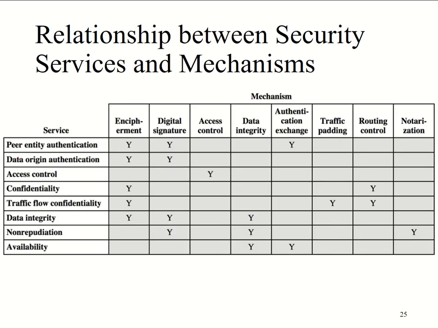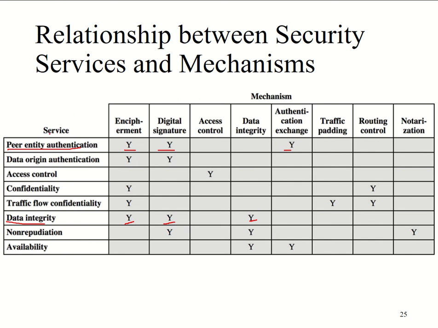This is a very important table that shows exactly the relationship between mechanisms and services. Okay, so the mechanisms will be used by some of the services. For example, peer entity authentication uses three mechanisms: encipherment, digital signature, and what? Authentication exchange. Another example, data integrity uses three mechanisms: encipherment, digital signature, and what? Data integrity. So these are examples.